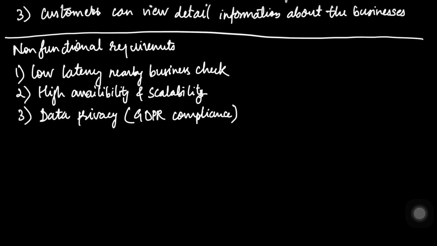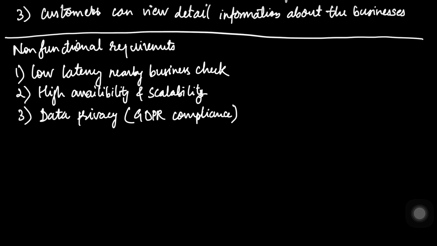Yeah, so now let's talk about the non-functional requirements. Here, the first non-functional requirement for our system would be low latency nearby business check. This is nothing but whenever the user comes on the application and he searches for the nearby restaurants or businesses, he should be able to get that data within few seconds. So our first non-functional requirement would be regarding that.